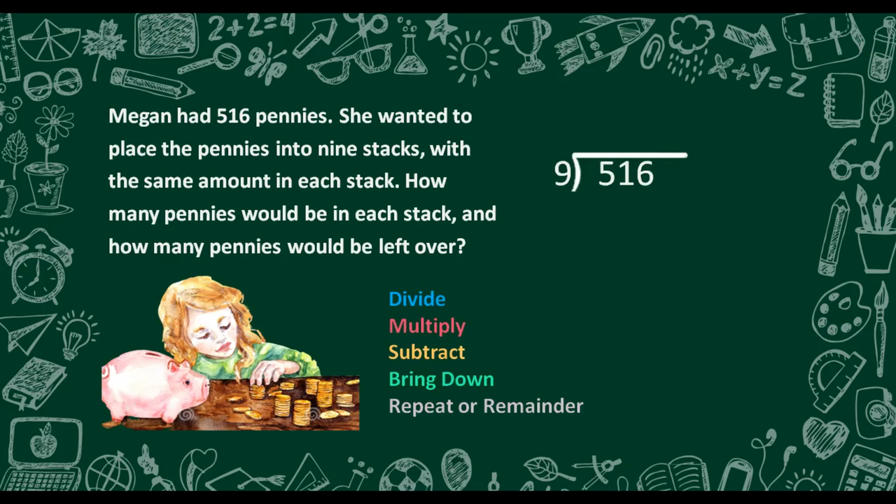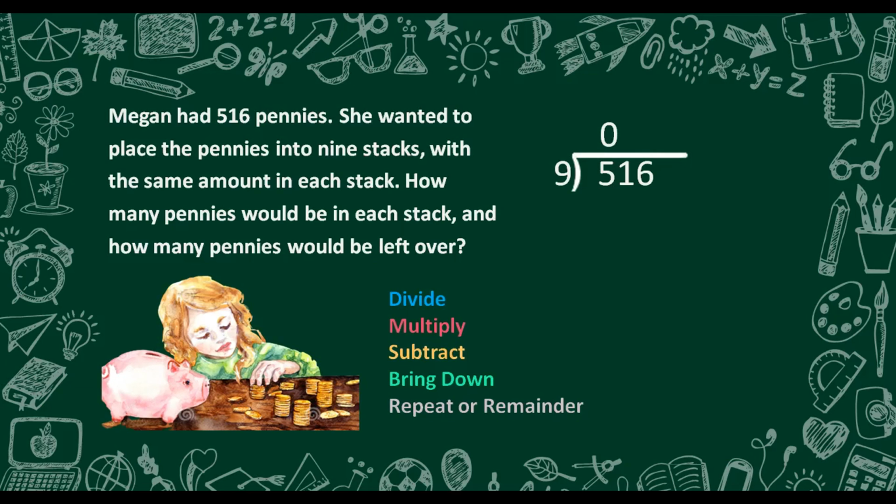516 divided by 9. When dividing, always start with the digit in the dividend that is closest to the divisor. In this case, it is the number 5, which is in the hundreds place. So we say to ourselves, how many times can 9 go into the number 5? Well, since 9 cannot go into the number 5, our answer is 0. We place the 0 directly above the hundreds place.